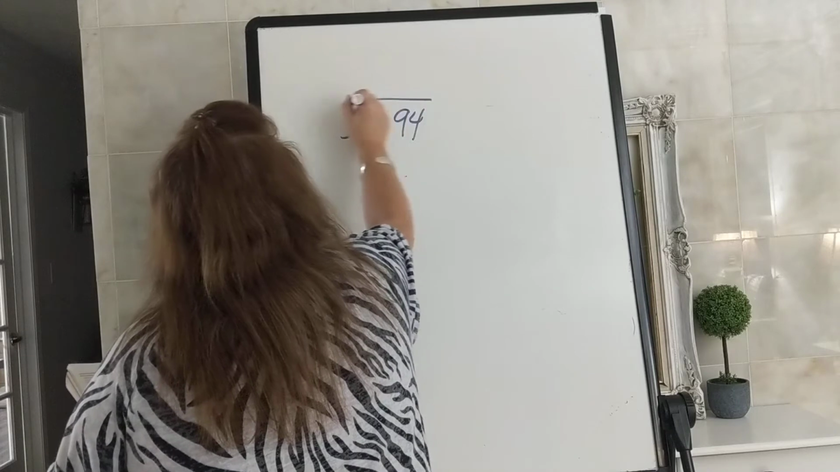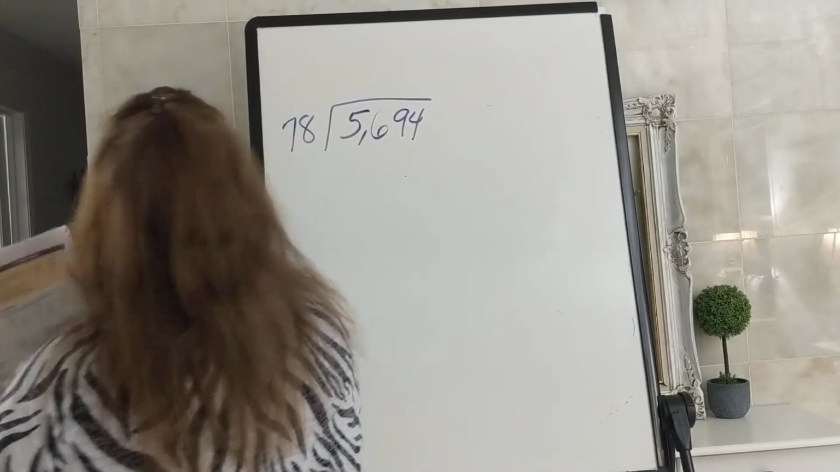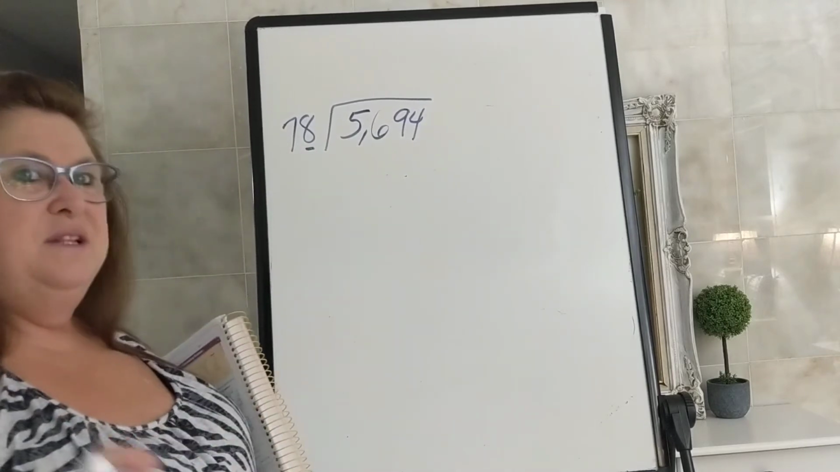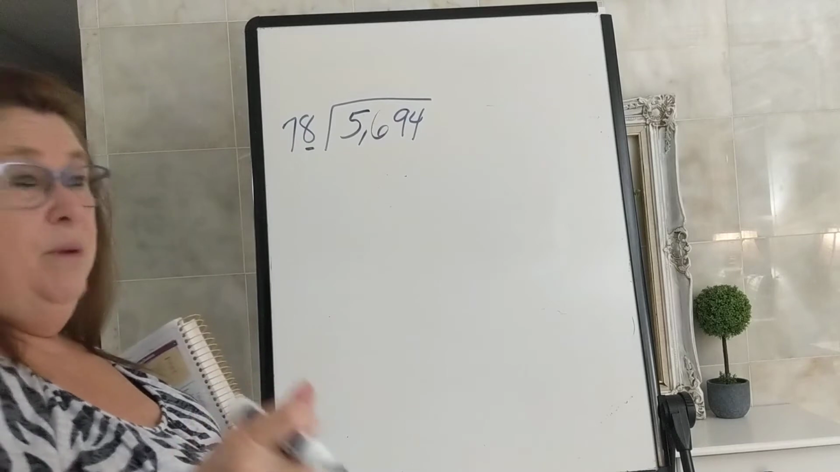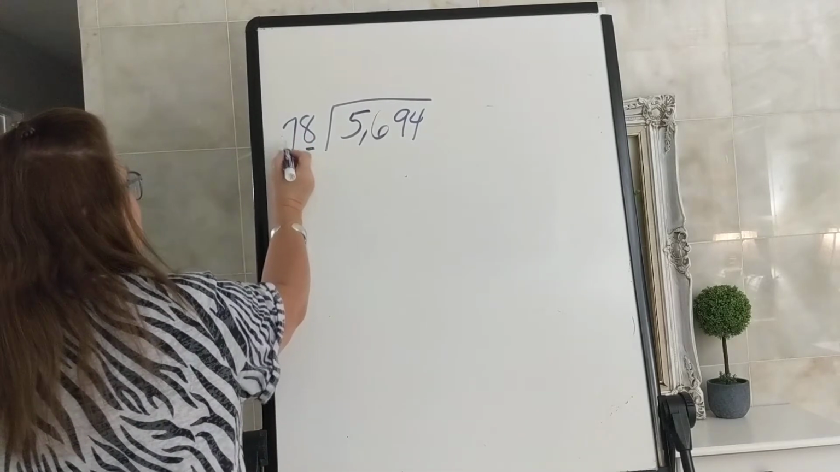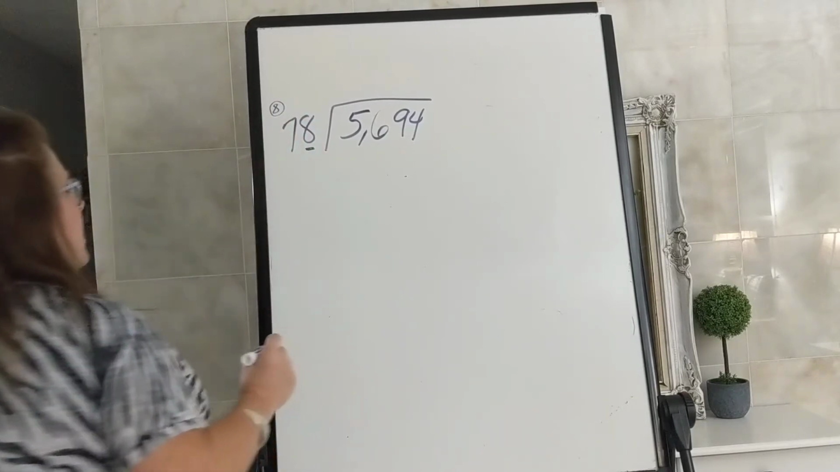5,694 divided by 78. So I look at my second digit. My second digit is 5, 6, 7, 8, or 9, or above 4. So I know I'm going to add 1 to my first digit. 7 plus 1 is 8. So I put my 8 at the top.